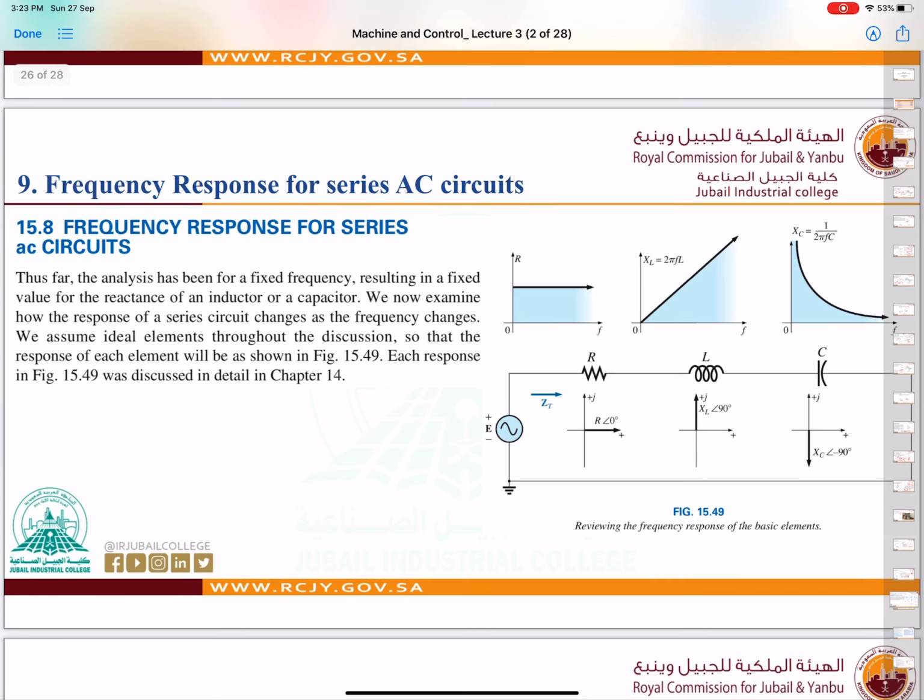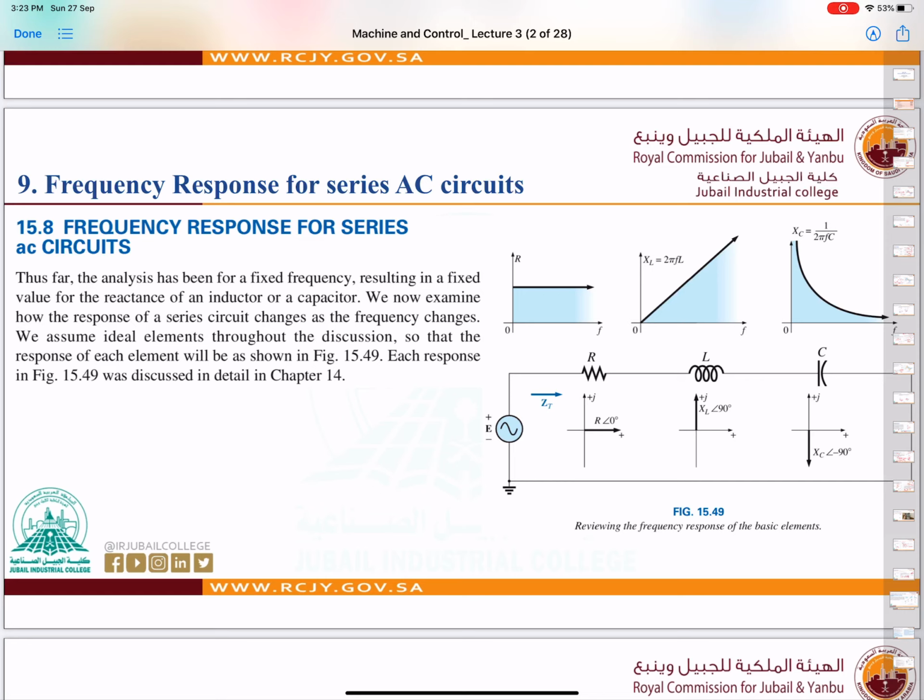Now, for the frequency response of series circuit, I will just give you the theory behind it. Thus far the analysis has been for a fixed frequency, resulting in a fixed value for the reactance of the inductor or the capacitor. We now examine how the response of a series circuit changes as the frequency changes.